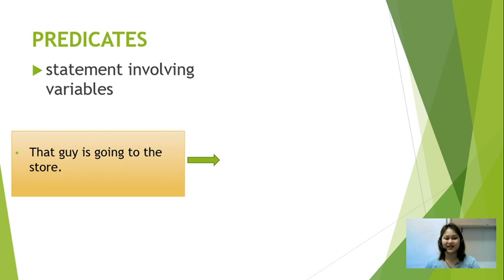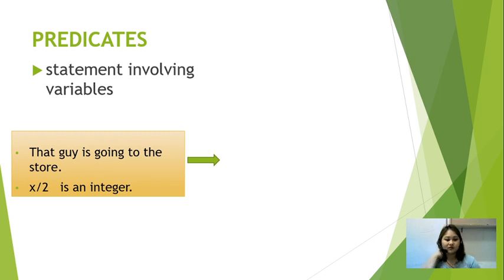Sino ba ang pupunta? Let's say there are 10 guys in a room, tapos may nagsabi, that guy is going to the store. You will ask yourself, magtatanong ka sa sarili mo, sino ba? Who among these 10 guys ang pupunta sa store, right? So, that's the problem. Like, what if it is stated in a mathematical way?